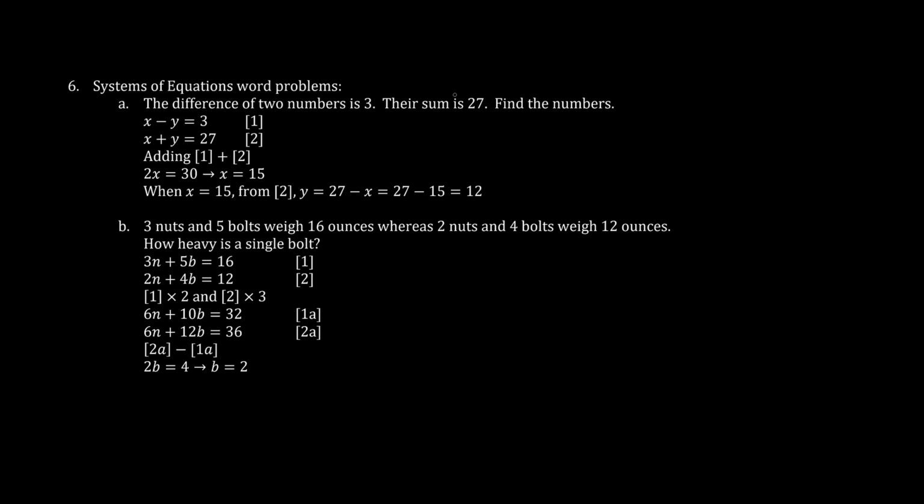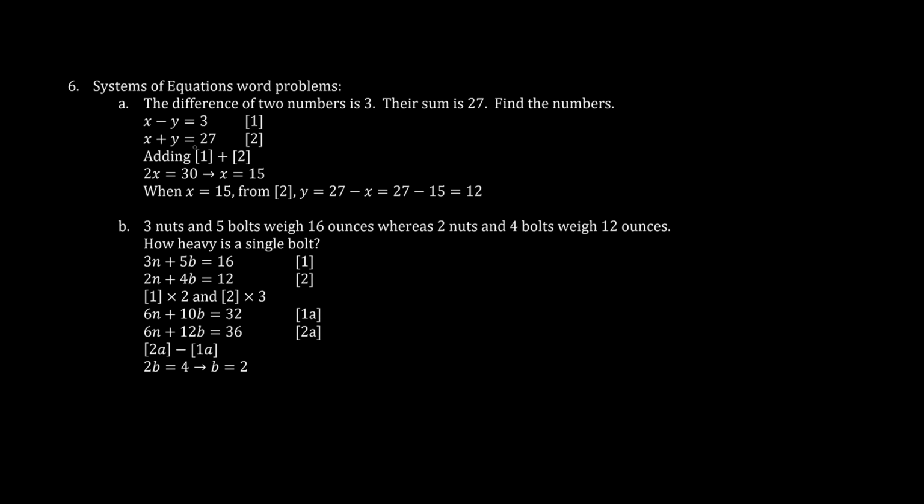Now their sum is 27. x plus y is 27. The word "is" means equals. We'll call this equation number 2. Now we add equations 1 and 2 vertically. x plus x is 2x. Negative y, positive y, when you add them, they cancel out.